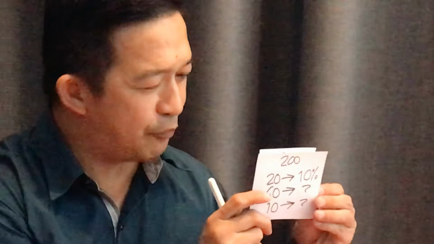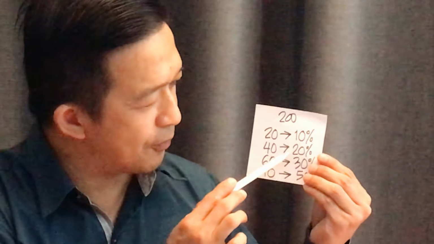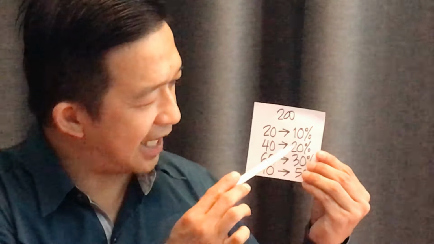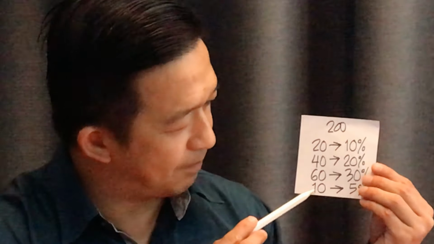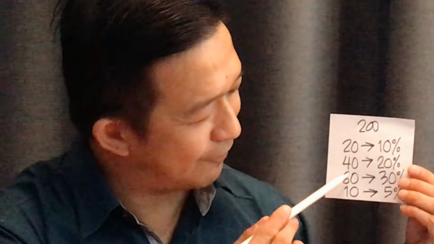So, if we know all that, if we know that 20 people is really 10%, 40 people represent 20%, 60 people represents 30%, and 10 people represents 5%. Can you see? 70 people would be how many percent of the group? Just get it from here, isn't it? Which is 35%. I suppose that is another way.